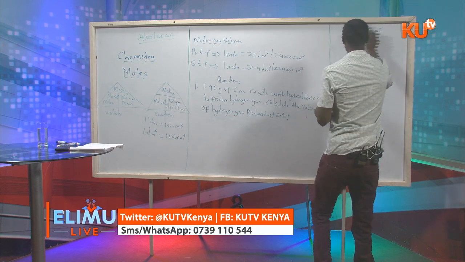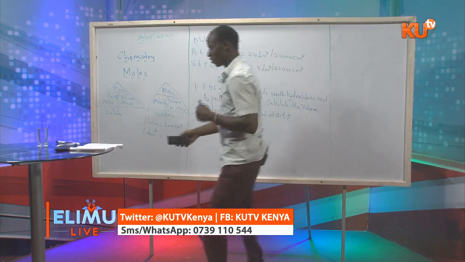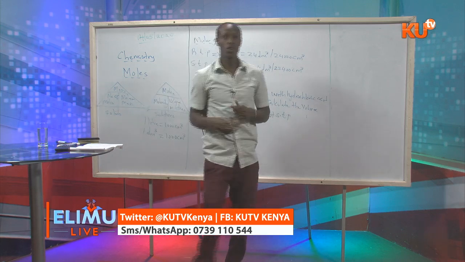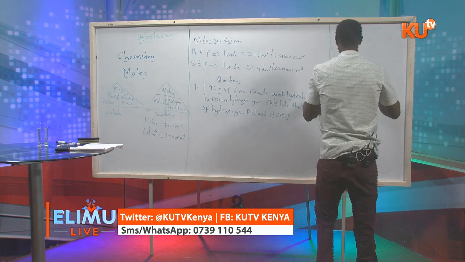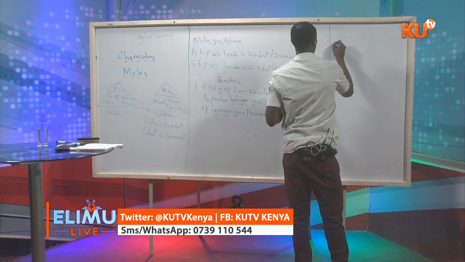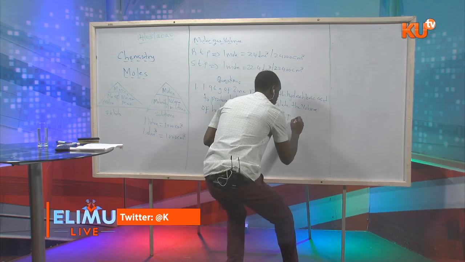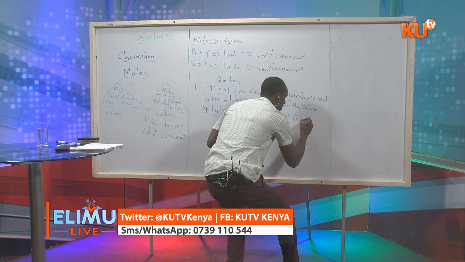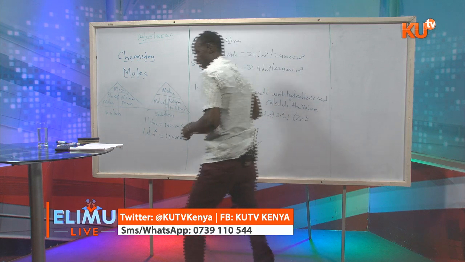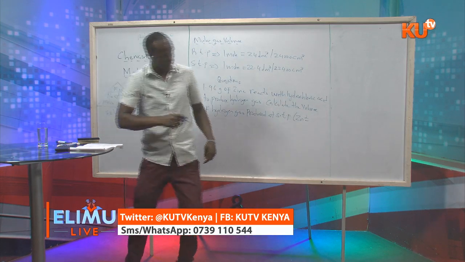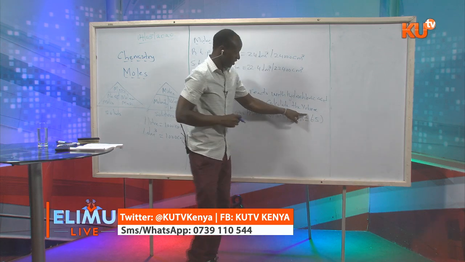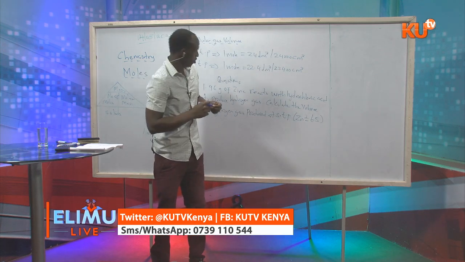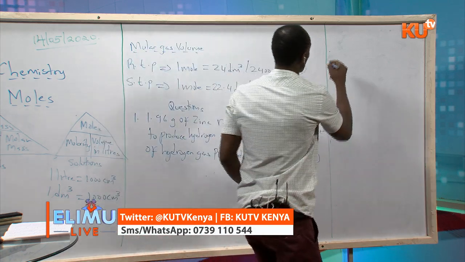The first step I've said is writing the balanced chemical equation. When this zinc and hydrochloric acid are reacting, what are they forming and how are they balancing? First, here you'll be given the RAM of zinc. The RAM of zinc is 65, not 64. I wanted to write 64. 64 is copper.